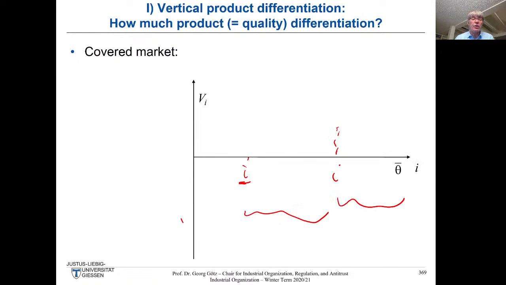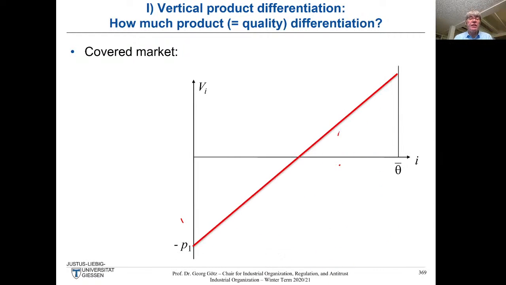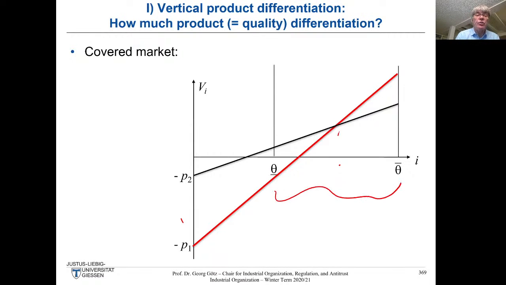What is a covered market? I just get back to the slide we have here. Market covered means that our consumers are only here. So up there I gave you the example that you have consumers. This is something like income, and you have income up to here, but assume that the minimum income is this here. In this case, everyone would buy. So you don't have anyone who does not buy, because even this guy buys.